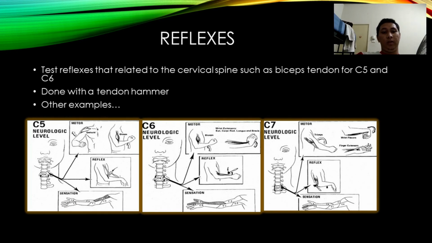Finally, the examiner can test the reflexes related to the cervical spine, such as the biceps tendon for C5 and C6. It is done with a tendon hammer. Other examples can be seen here in the picture for C5, C6 and C7.